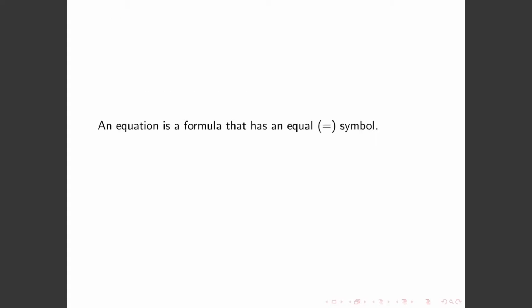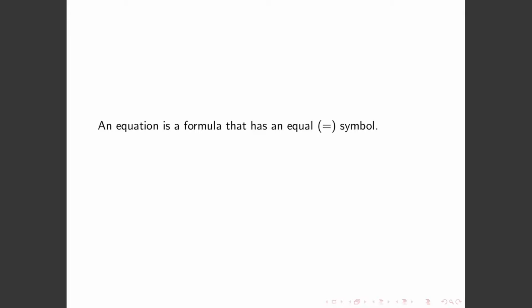And now we can understand what an equation really is. An equation is nothing more than a formula that has an equal symbol. Remember that a formula is just a collection of symbols following certain rules. In the case of an equation, our rules will be the rules of mathematical arithmetic.